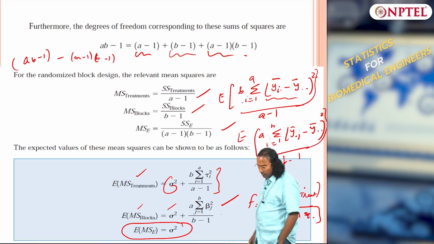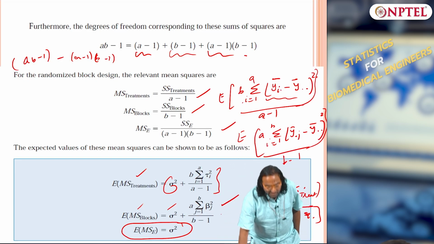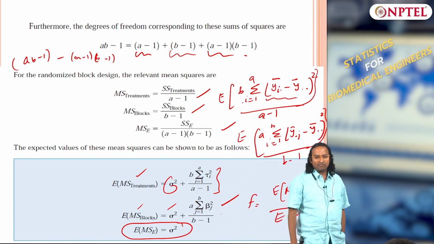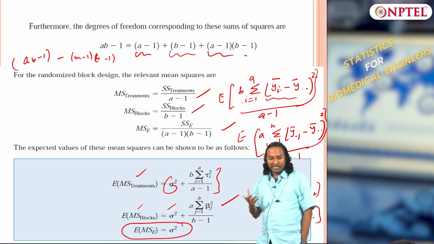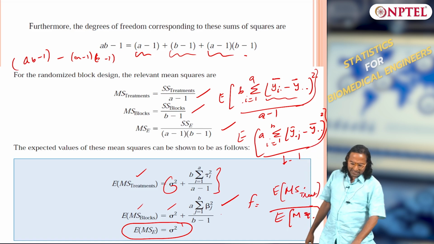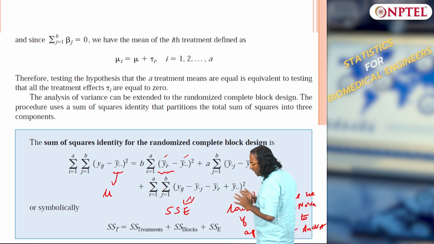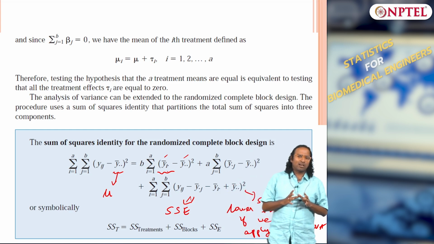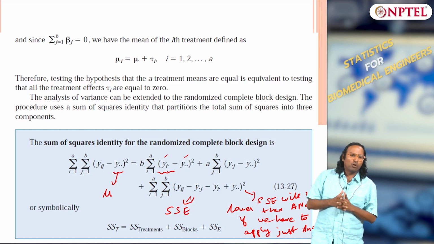So, in the last class we were talking about RCBD, which is your randomized complete block design, right. We talked about what the hypothesis is and what the expected mean squares are. It is the same as what we did for your ANOVA, except that you have a blocking factor, a nuisance factor which influences your output that you want to block.